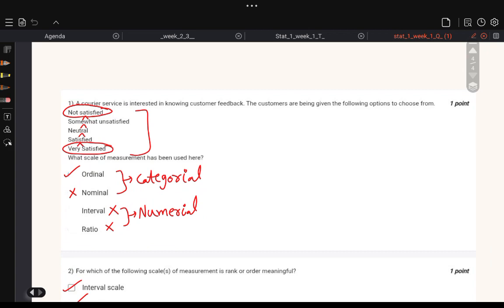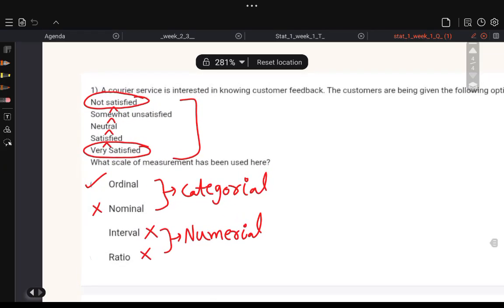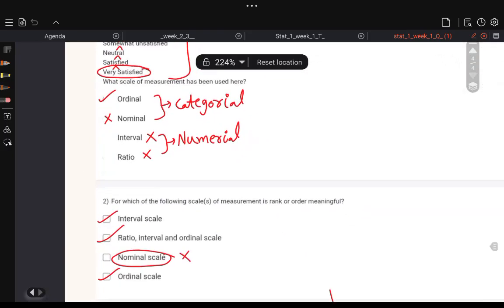Actually, I had done this in the class, so that's why it is marked. So ignore the markings. Just try to understand with me how this answer came for all the answers in this PDF. First one is not satisfied. See, it has an order, like not satisfied is the least and very satisfied the most. But the data is in categories also. It should fall under the ordinal. So that is the case.